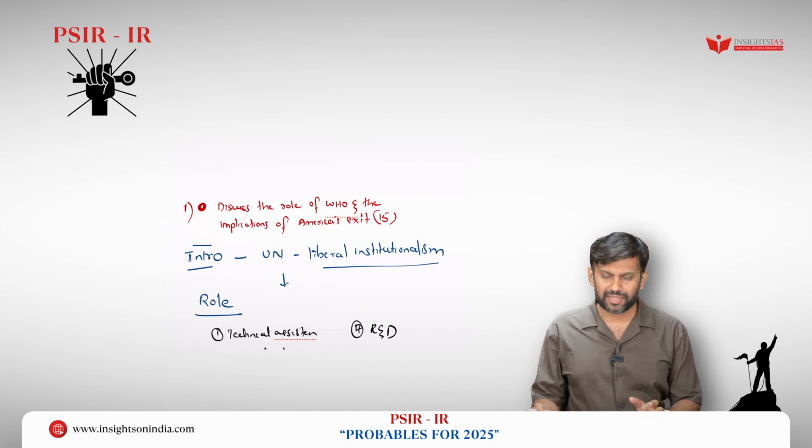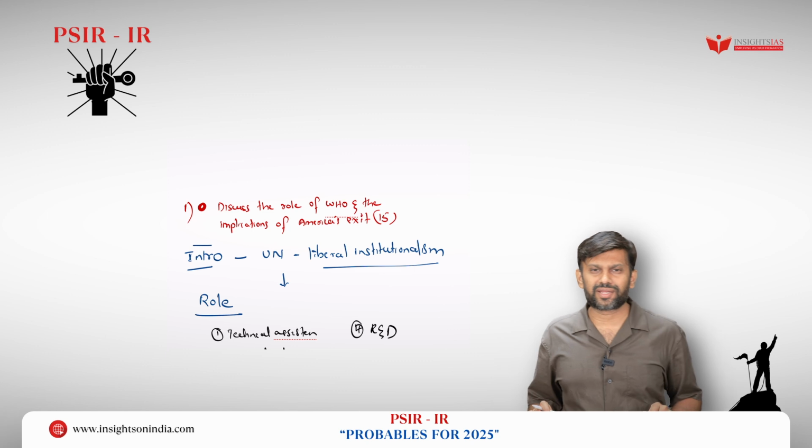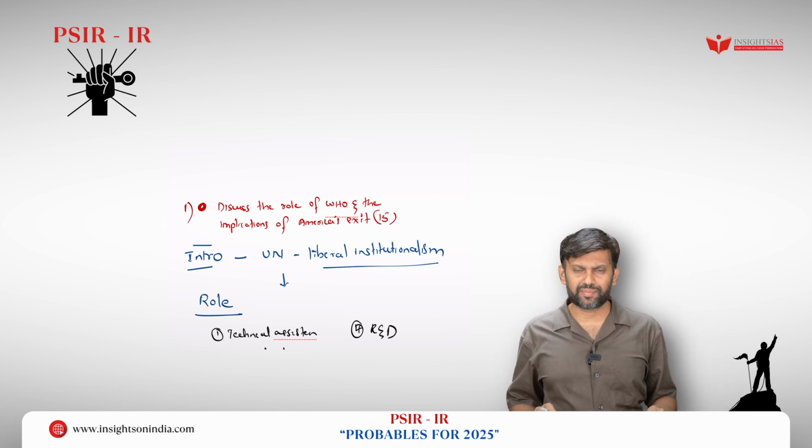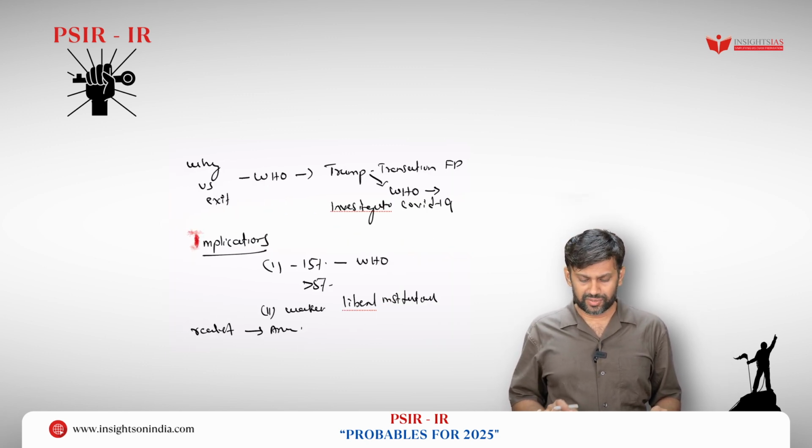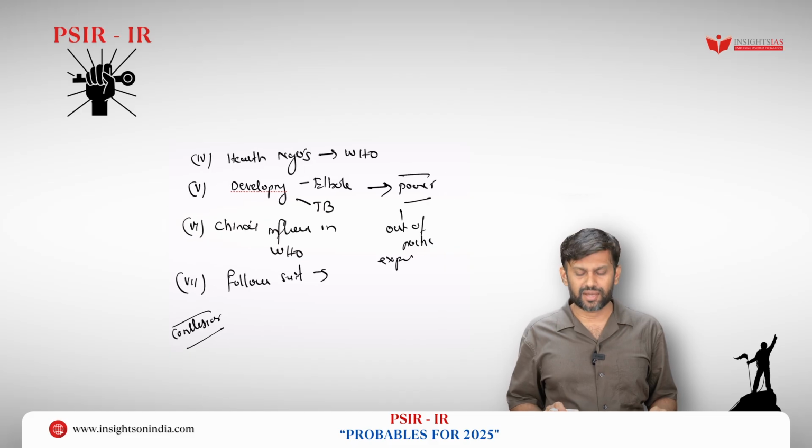So the question was largely about what is the role of WHO, and you have to write about the implication of America's exit from it. So this is how you would structure your answer.